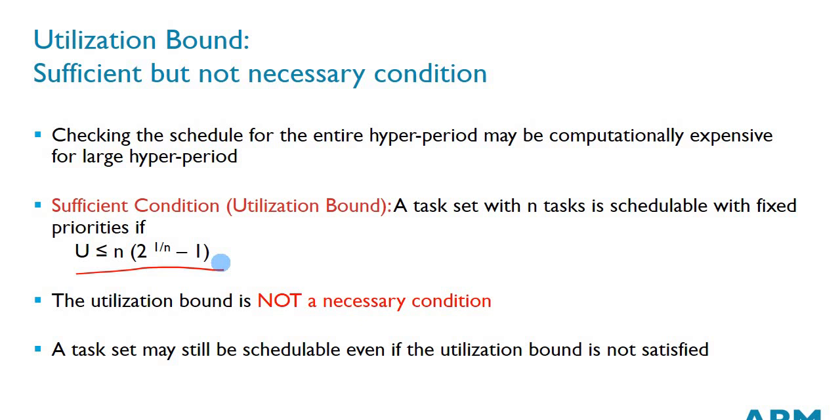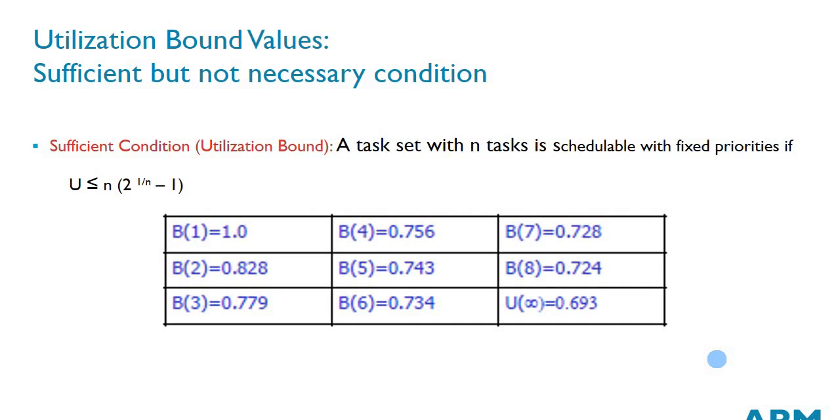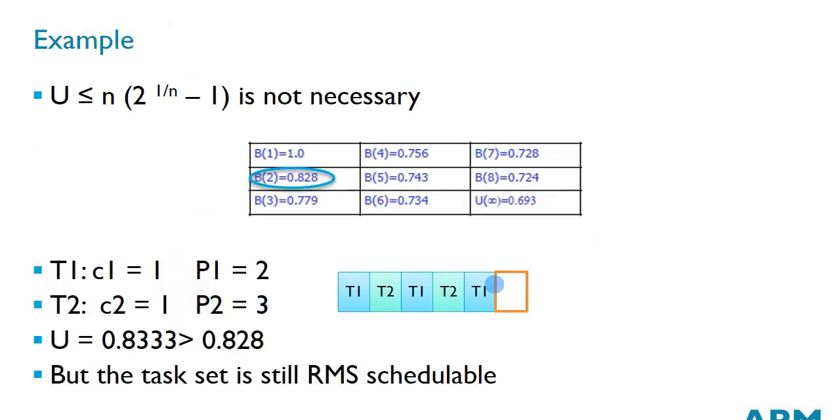It is important to know that it's not necessary but it's sufficient. That means if I fulfill this, it is definitely schedulable. But it is not necessary, so I can have a situation where I'm still schedulable but the utilization bound is not satisfied. So this n is basically the number of tasks. These numbers here are fixed. B is the bound, so the bound is a fixed number for the number of tasks that I have. So B2, B5 and B8, all this depends on the number of tasks that I have in my system with fixed priorities.